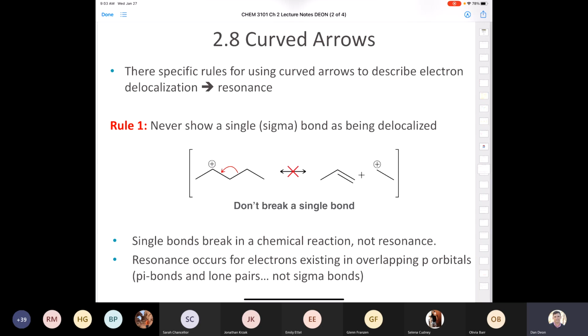Now, when I learned organic chemistry way back in the 90s, the book that I used didn't have a lot of rules in it. But David Klein has tried to break things down into rules to try to make it more digestible for students, okay?